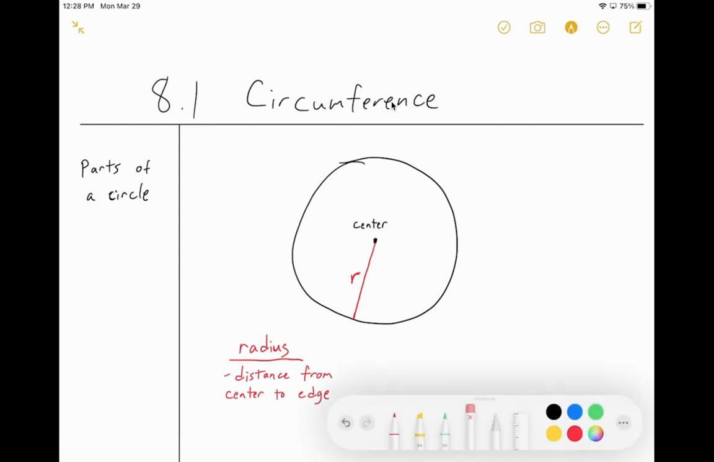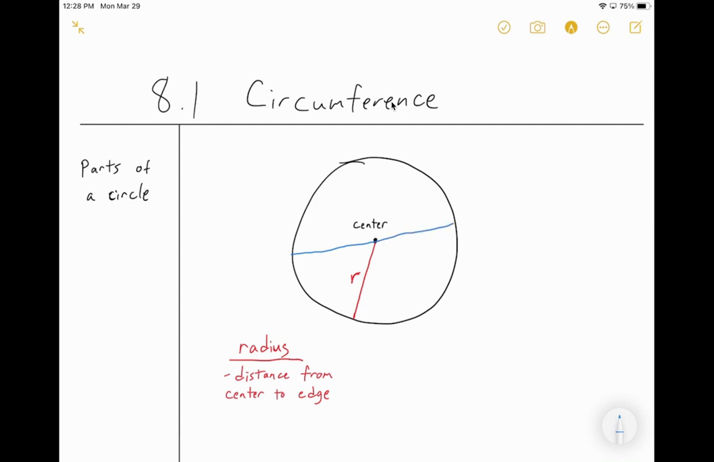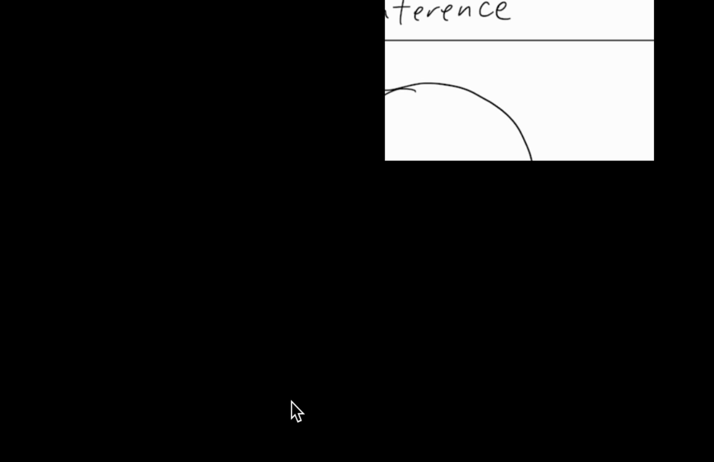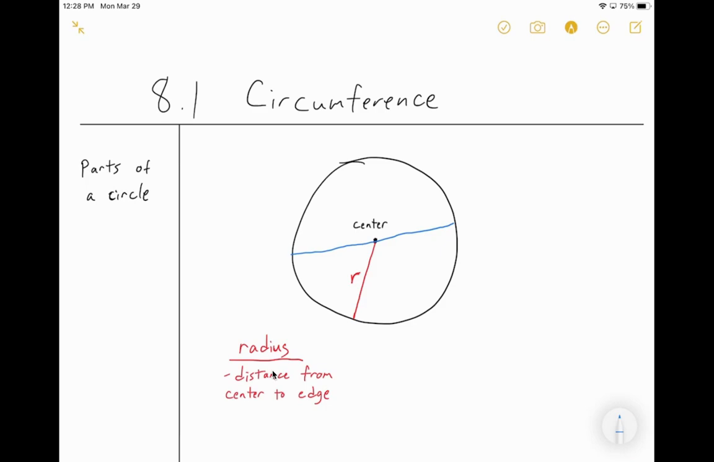The next word that I want us to go over, okay, is what if we have a line that goes from one edge all the way to the other edge and goes through the center, okay? From one edge to the other, and what's really most important is it has to go through the center, okay? It has to go through the center. So what is that called? That has a special name too. We're going to use the letter D, and that stands for diameter.